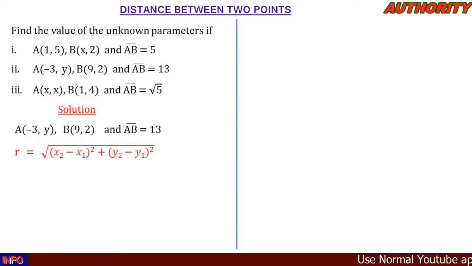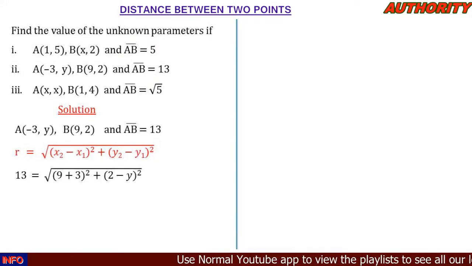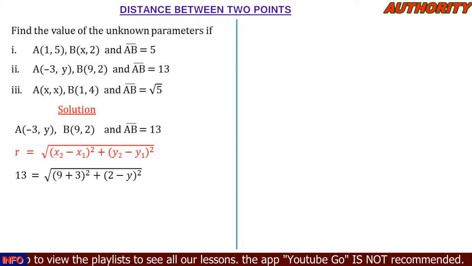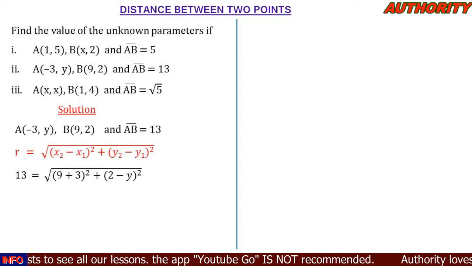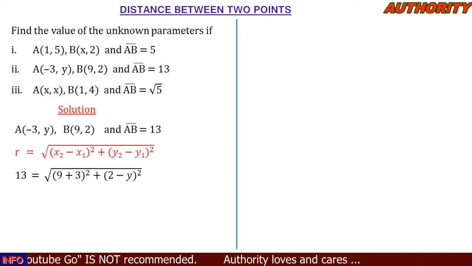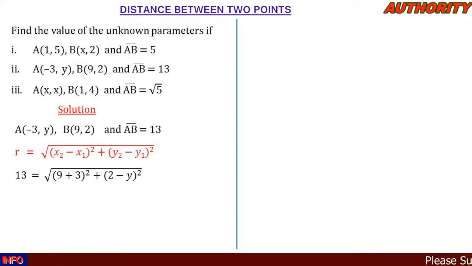Now let's go. We already know that the distance AB is 13. So in the place of R, we say 13 is equal to, we have square root of x2, we have 9 minus our x1 is minus 3. So we have minus minus 3, which is going to give us plus. So we have 9 plus 3 in bracket squared plus, and then y2 minus y1. Our y2 is 2 minus, our y1 is y. Then we have 2 minus y in bracket squared. Alright, so here we have 13 is equal to square root of 9 plus 3 in bracket squared plus 2 minus y in bracket squared.